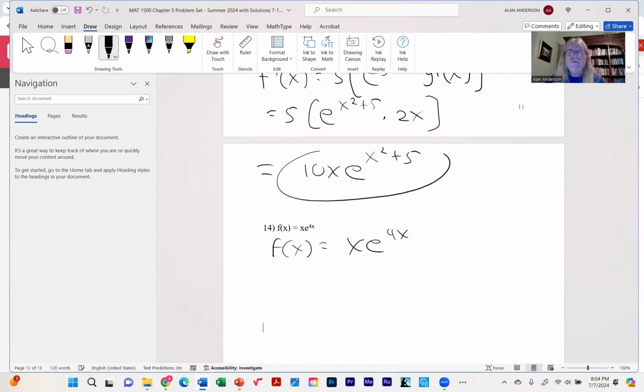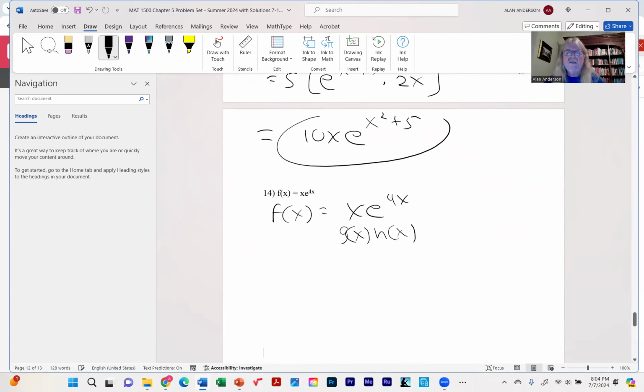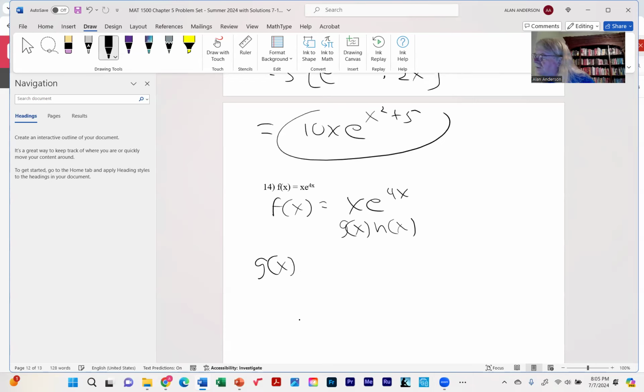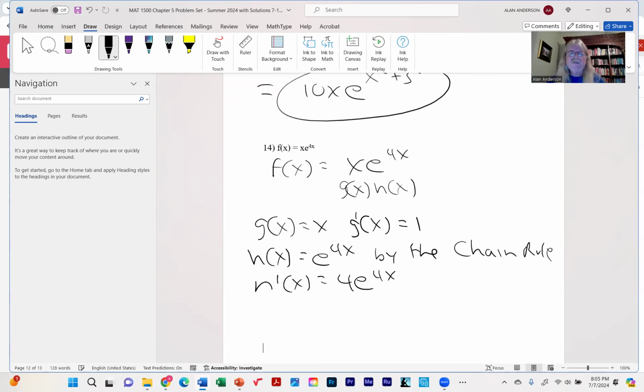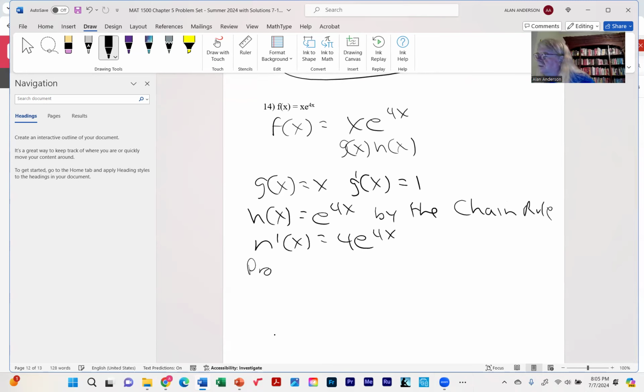So let's do this. So remember, let this be g of x, and this is h of x. So g of x is x, g prime of x is 1, h of x is e to the 4x, and then by the chain rule, we just got through using, h prime of x is 4e to the 4x. Anyway, so let's use the product rule.